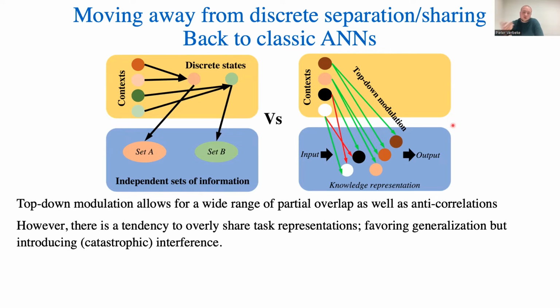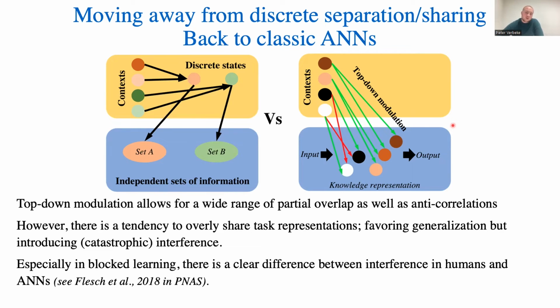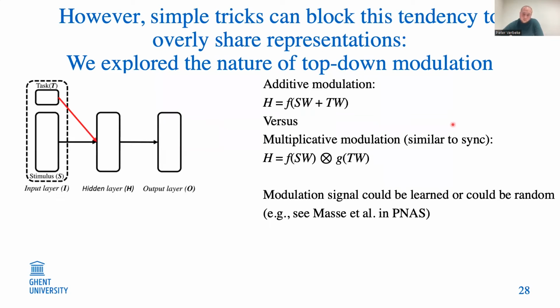However, we know that there is a tendency to overly share task representations, which favors generalization, but introduces catastrophic interference, especially in blocked learning. There we can clearly see a difference between interference in humans and in artificial neural networks. However, in recent work, I've shown that simple tricks can block this tendency to overly share task representations.